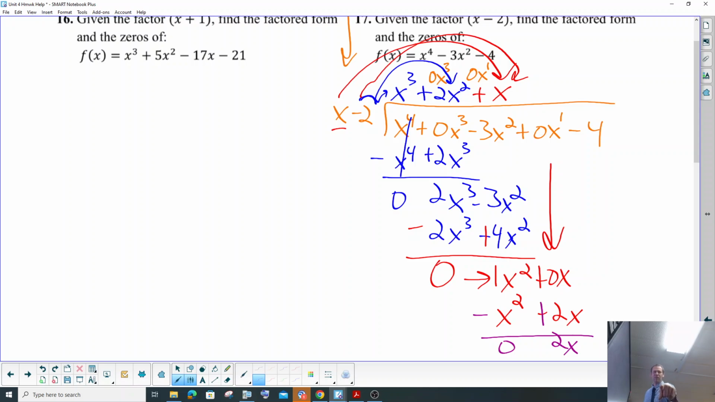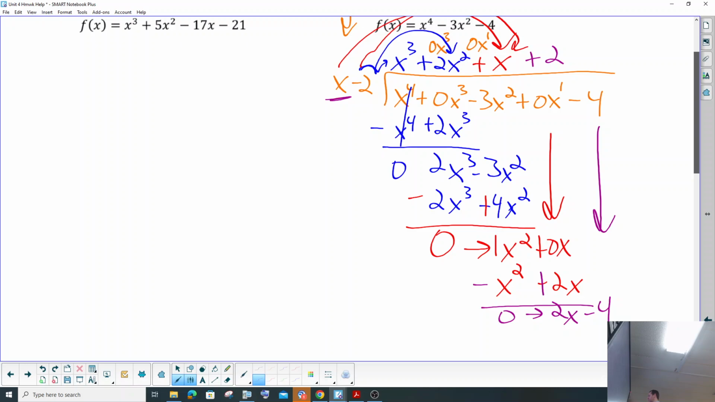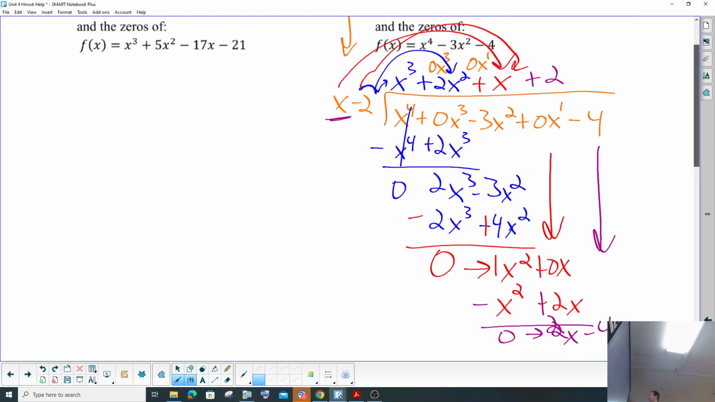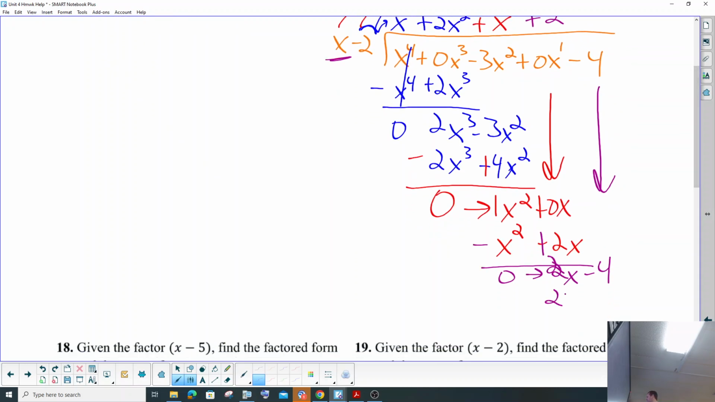Pause me. Try the next one on your own. So then we bring down the negative 4. And last but not least, how does x become a 2x? We multiply it by a 2. And 2 times x is 2x. And 2 times negative 2 is a negative 4. There's our negative 4, you guys. And then we change the signs. So then we change the signs there. So change the signs and we get 0. So that's great. We found our quotient.